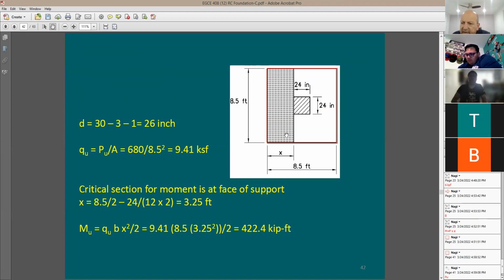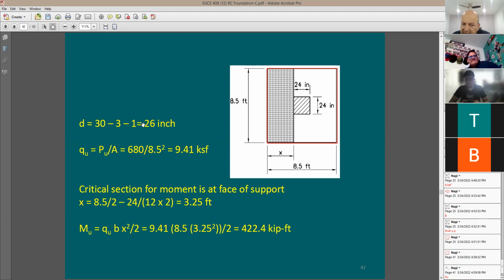I'm going to say the ultimate pressure below the footing is equal to 600 kip, which means this 600 kips here is the ultimate load, divided by 8.5 squared. This is not going to be service level. And I don't need to compare this with the allowable soil pressure value, because this is already at the ultimate level, not at the service level. It's going to be equal to 9.41 kip per square foot.